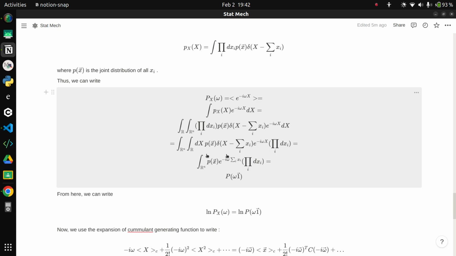and now notice that this little thing omega times summation of xi, that could be written as omega times 1 vector, that dotted with the x vector, right? So the collection of xi is the x vector. But notice that's exactly just the definition of the Fourier transform, right? So we're taking the and so just have the characteristic function evaluated at omega 1 vector, and so that's what this equation is basically, like p of x omega, that's just p of omega 1 vector.